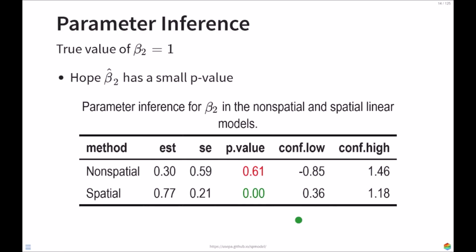How about a case where beta 2 actually is different from 0? In this situation, we would hope beta 2 has a small p-value. For the non-spatial model, we see there's actually a large p-value, and that's also not good, because we hope that we find evidence that beta 2 is different from 0. We see the value of 0 is in this 95% confidence interval. For the spatial model, though, the estimate is much closer to the true value of 1. We have a really small p-value, and the value of 1 is in our 95% confidence interval here. So we made the correct decision again for the spatial model, not for the non-spatial model.